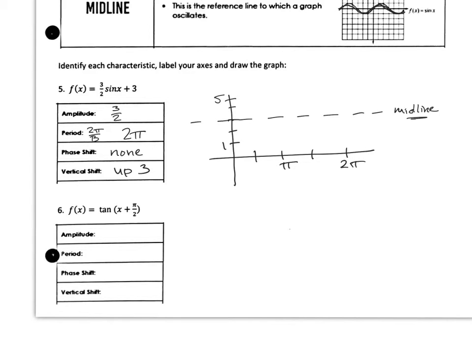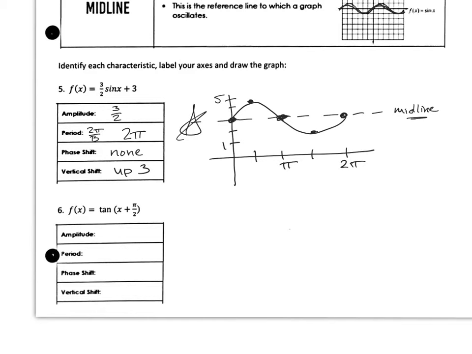Now we just draw the graph. So sine has a 0 in the beginning, middle, and end, and sine goes up 1.5, and then in between the next two zeros it goes down 1.5. So by drawing the midline, you won't forget to move it up, and you'll have an exact spot to draw your zeros. So please draw this midline. This is important. Draw it.